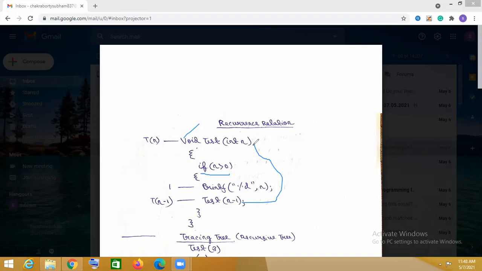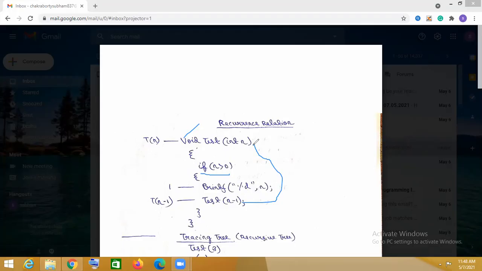If we take some value of n, the condition will be checked: if the value of n is greater than or equal to 0, then the value of n will be printed and the recursive call will be performed. This is the total work done by the function.